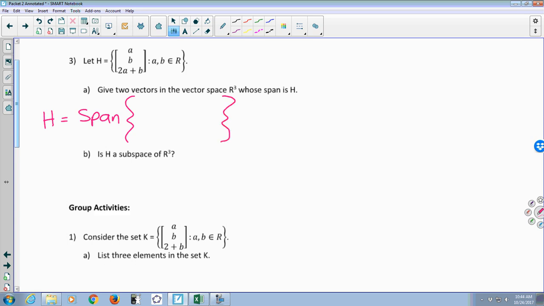So whatever I put in here needs to live in R3. And when I put scalars on them and add them together, I get A, B, 2A plus B. So I've got 2 different parameters here, A and B. So I'm going to use 2 different vectors. My first one would be for my A parameter. So I would have 1, 0, 2. Those are the coefficients on my A's. My second vector would be for my B's. So I would have 0, 1, 1.